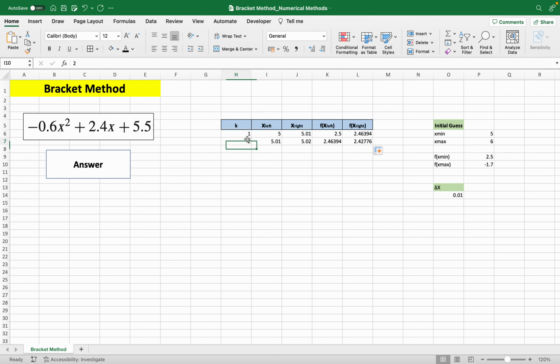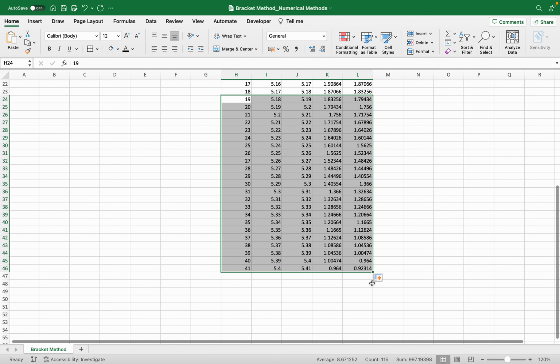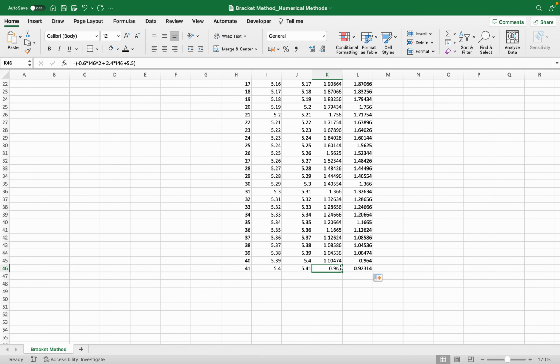And so we continue to drag this down until we see that fx left and fx right have different signs. So let's try that. Let's drag it till here. Look, both still have the same signs, right? So we move on. We keep on moving. Let's see it here. Same thing, right? It's still a positive 0.964 and a positive 0.9. So let's keep on moving.